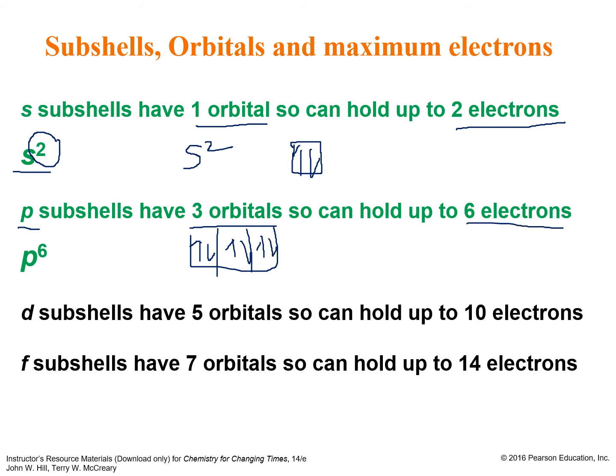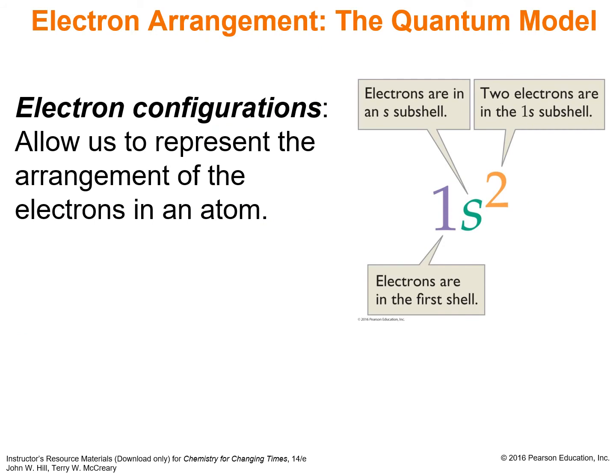And we don't only have s and p, we have more subshells like d and f. D can have 5 orbitals, and 5 times 2 is 10 electrons. The f subshell has 7 orbitals, and 7 times 2 will give you 14 electrons. So that's what you need to know.